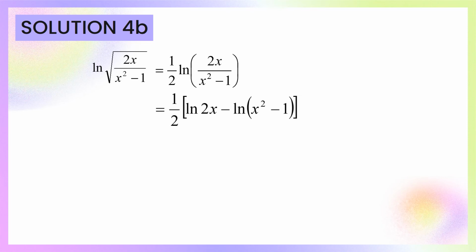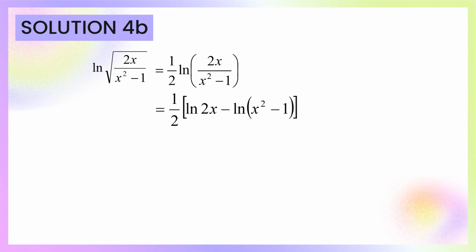Alright, for question 4b, we want to write as a sum or difference of logs. For this case, we have a square root here: ln square root of 2x over x squared minus 1. First, we change the square root to power 1 over 2. So then we bring 1 over 2 to the front. So then it becomes 1 over 2 multiplied by ln of 2x over x squared minus 1. And then we may apply ln of m over n, it becomes ln m minus ln n. So then 1 over 2 multiplied by ln 2x minus ln of x squared minus 1.